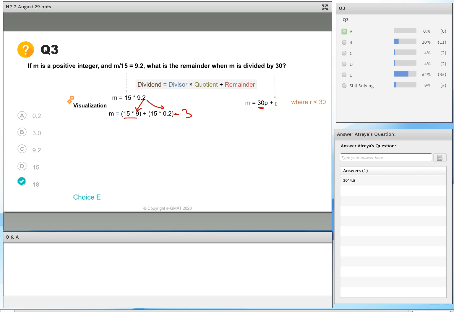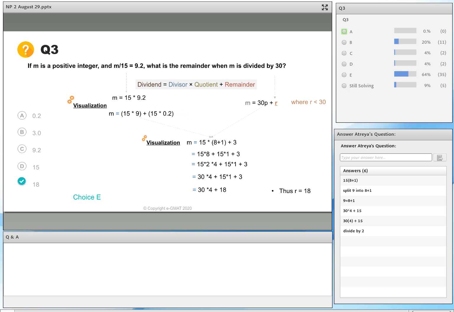15 times 4.5, but again, my quotient cannot be 4.5, right? I cannot have my quotient to be equal to 4.5, right? 30 times 4 plus 15, absolutely correct. Yes, that was what I was wanting you to type out. Really very, very good. Okay, so what I do over here is I just divide 9, because I can understand. To convert a 15 into a 30, I need a 2. 9 is an odd number, so I first need to convert it into an even number.